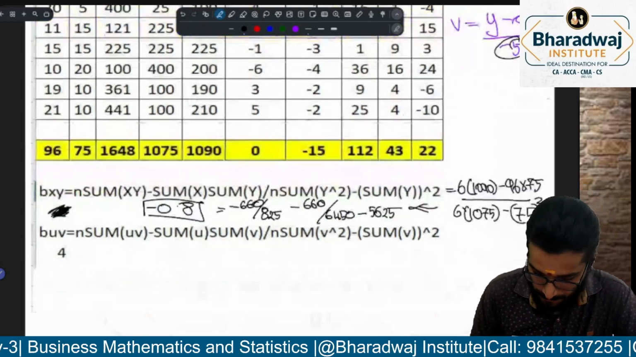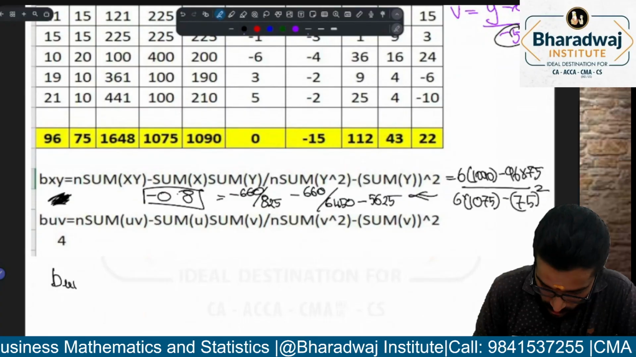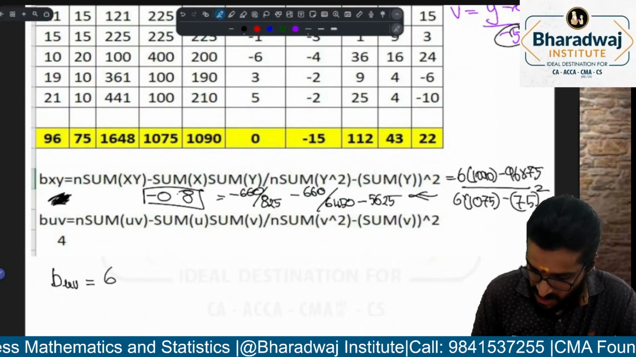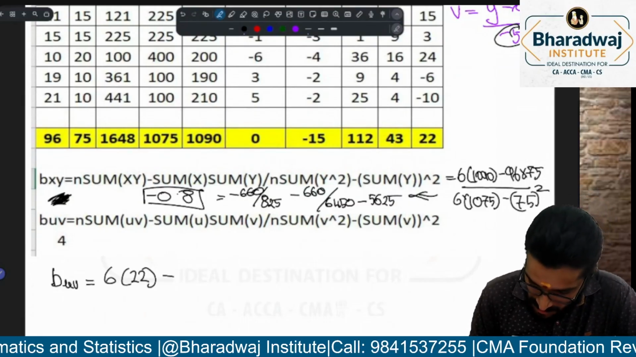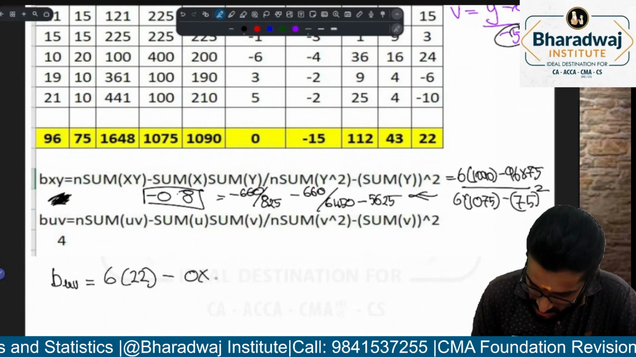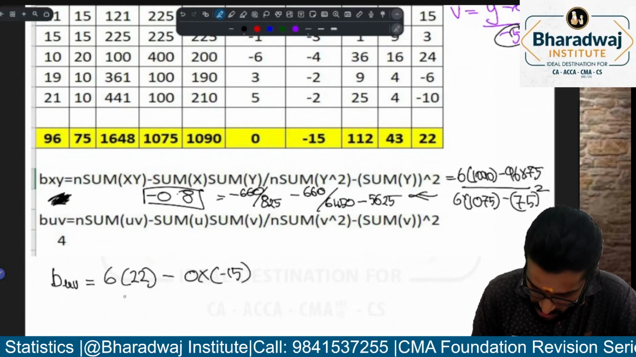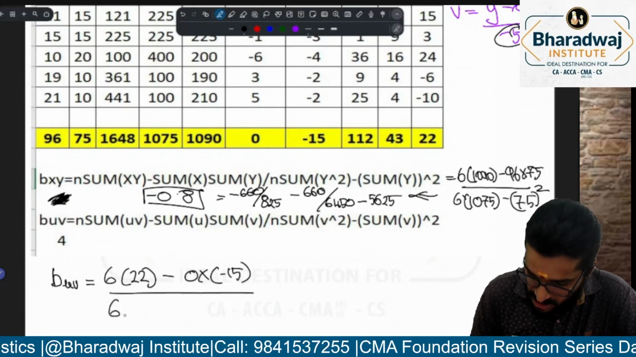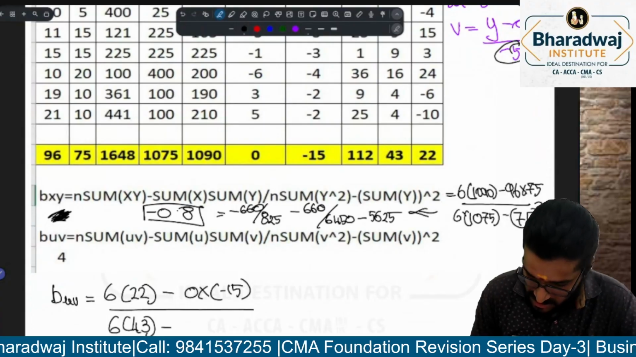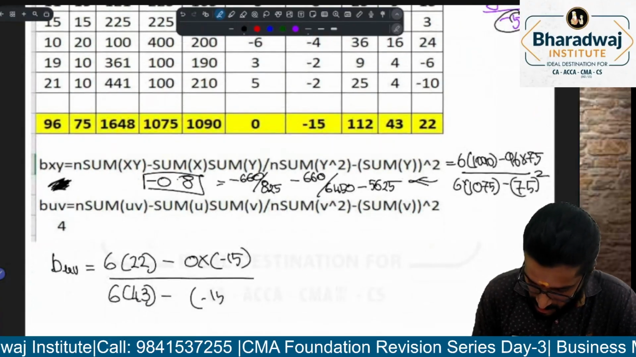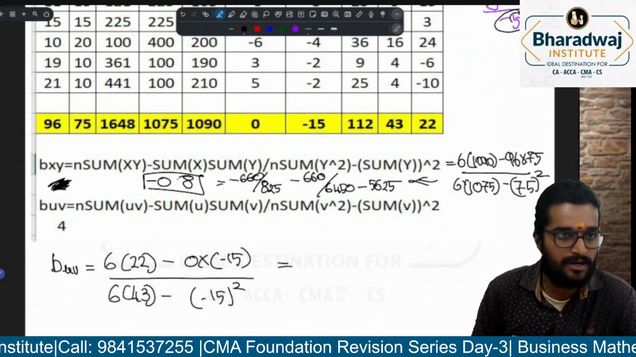What is BUV? Similarly, BUV is equal to 6 times summation uv, which is 22, minus summation u into summation v. Summation u is 0, times minus 15, so anyway it will be 0. Divided by 6 times summation v square, which is 43, minus summation v, minus 15, the whole square. 6 times 22. What is the answer?